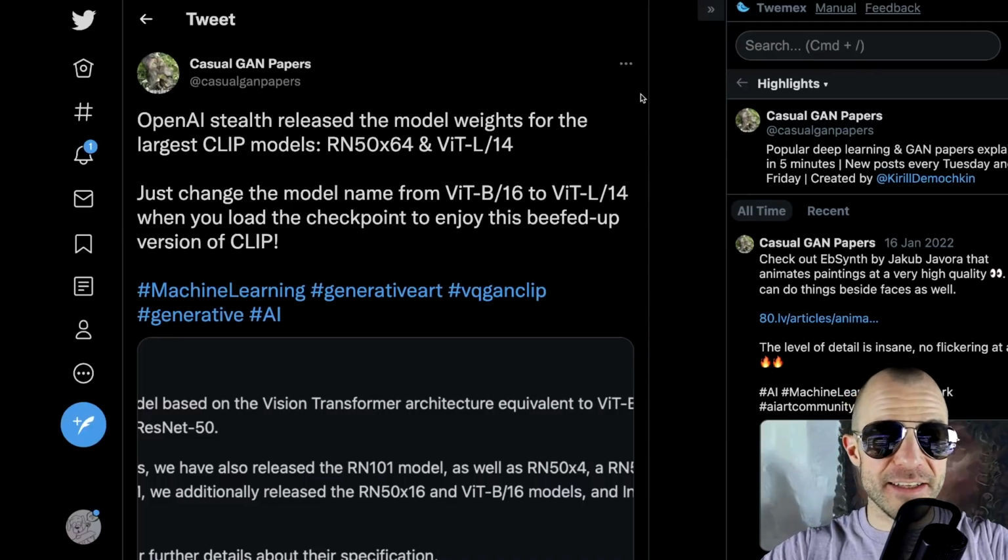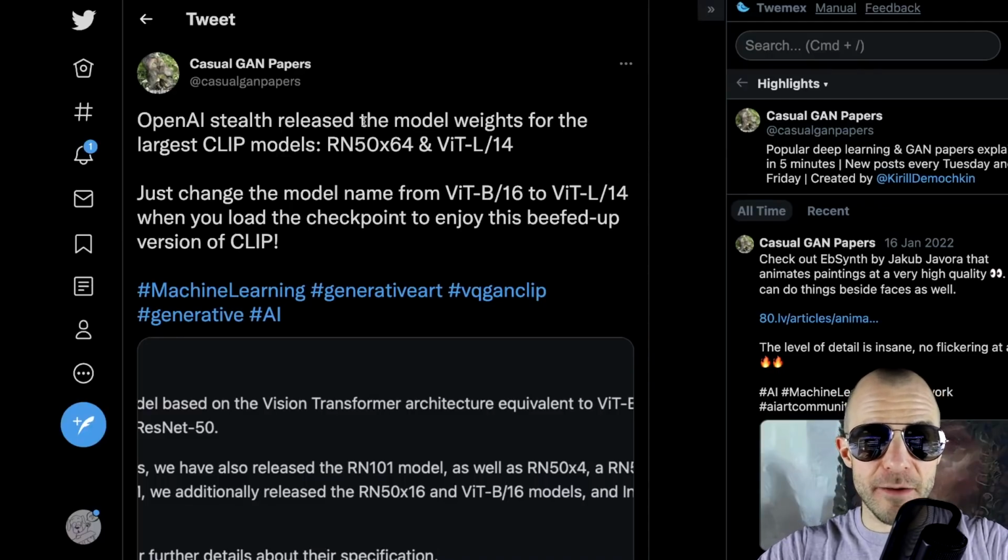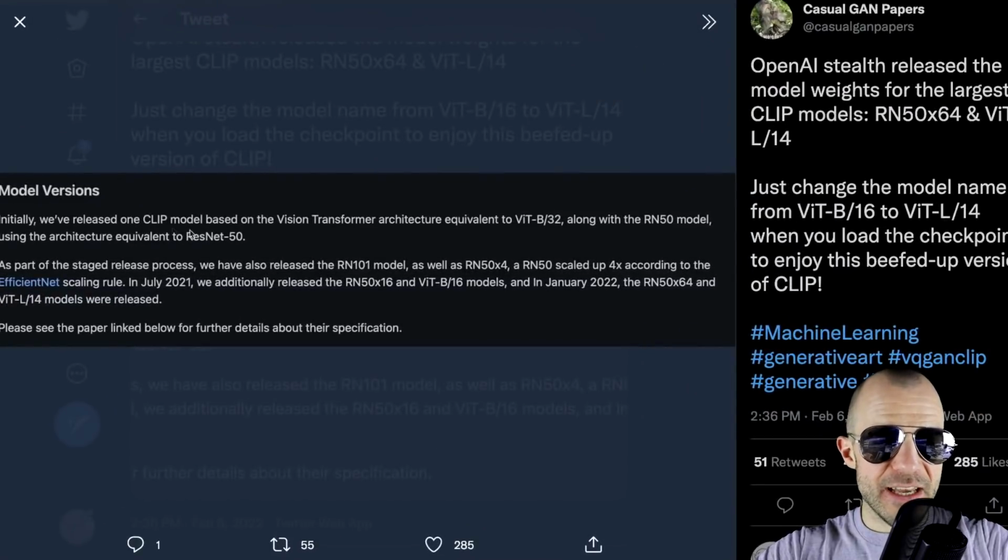All right, some helpful things for this week. Just helpful things, not even libraries, just things. I guess the last one was already a helpful thing. Casual GAN Papers on Twitter says, OpenAI stealth released model weights for the largest CLIP models. So apparently their repo now says they've released the largest CLIP model weights. If you're into CLIP, go get them.